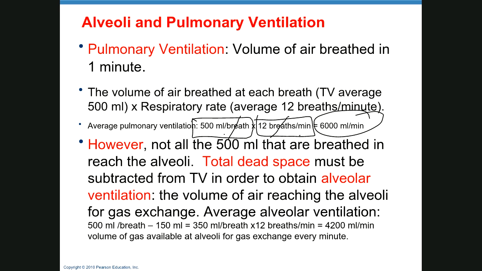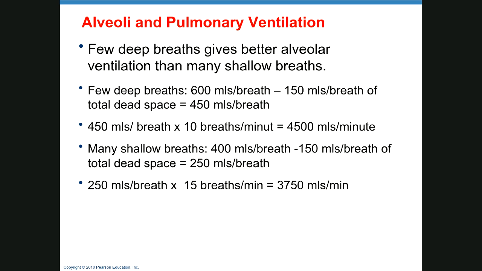Now, however, this does not take into account the dead space. Remember that out of those 500 mils, the total dead space, which is at least 150 mils, we are going to take that away from the total air breathed in. So out of the 500 mils, you take away 150 that's trapped in the conduits, and you're only breathing in 350 mils per breath, giving you 4,200 mils per minute. So that's the actual volume of air that will be used to exchange.